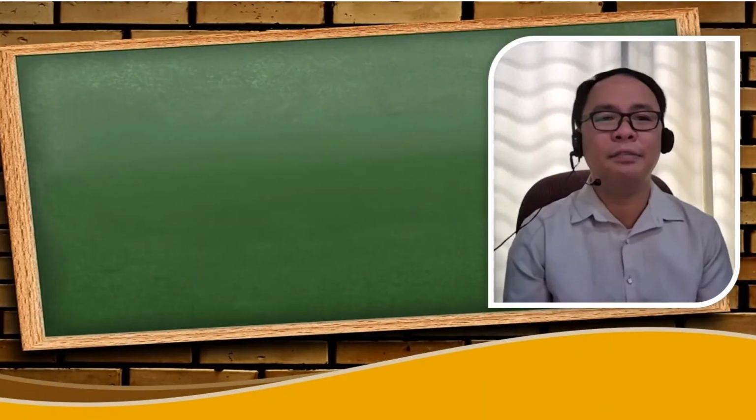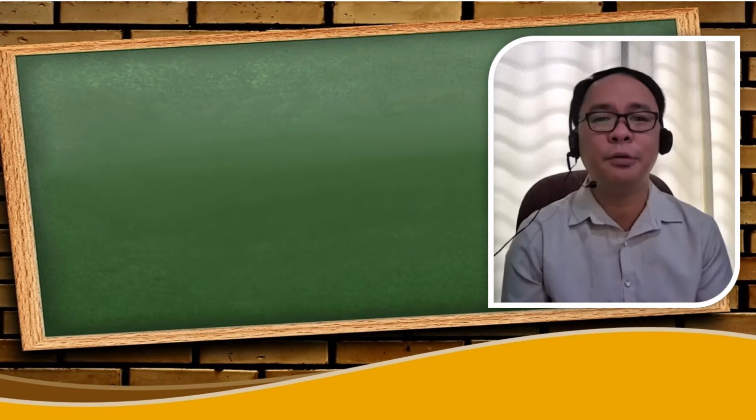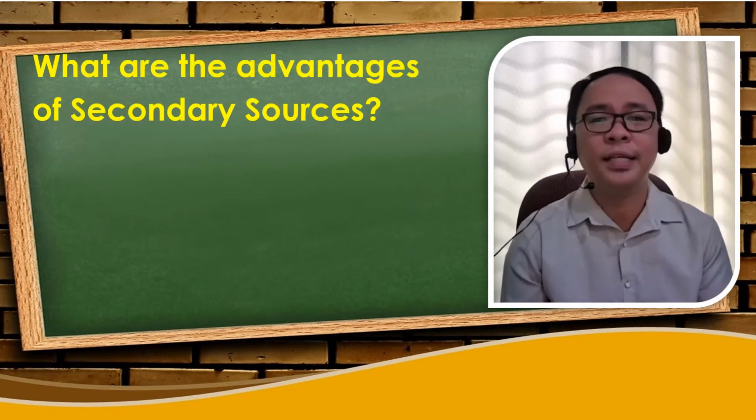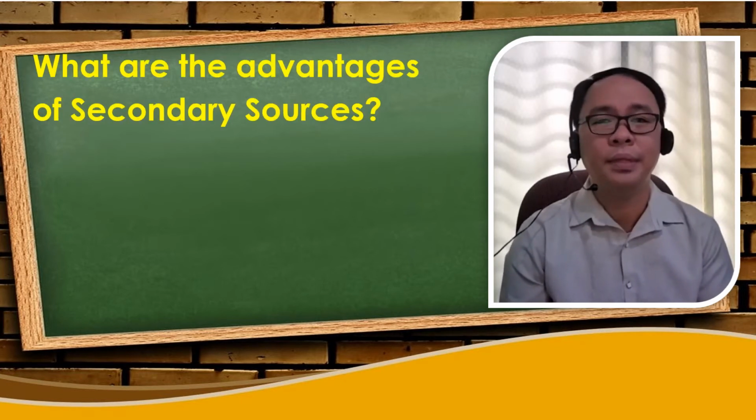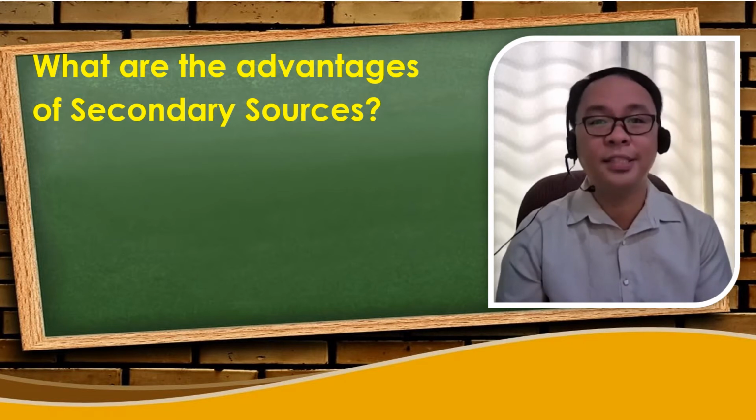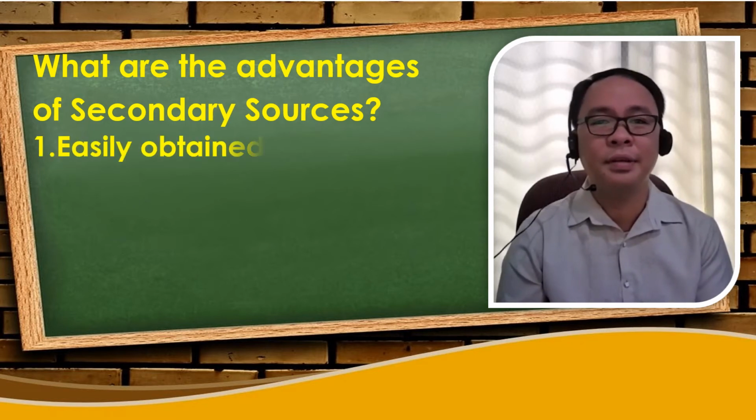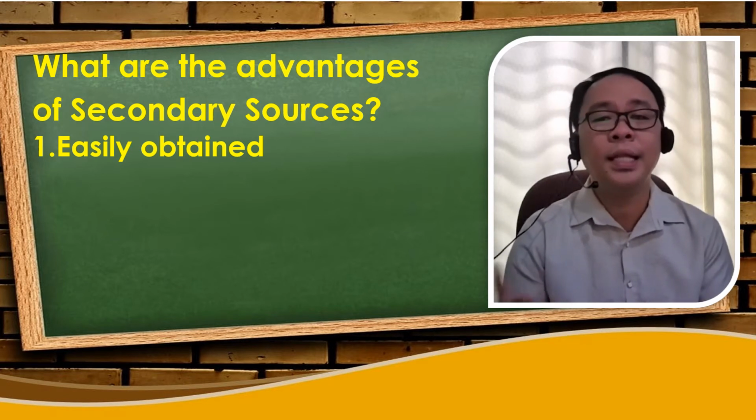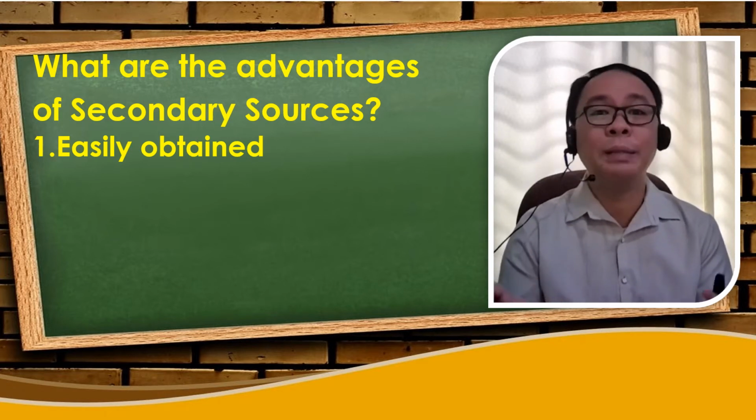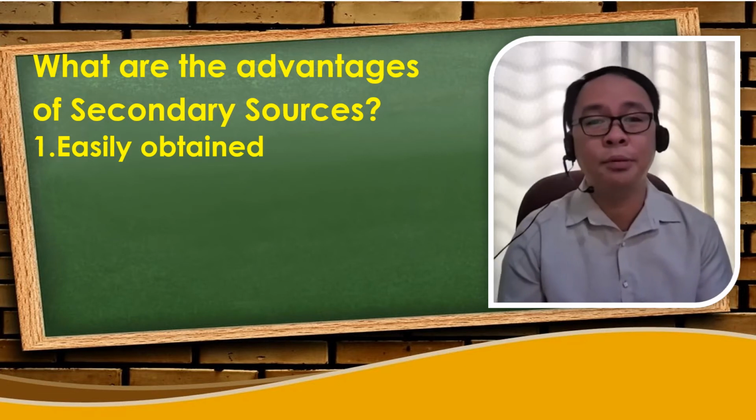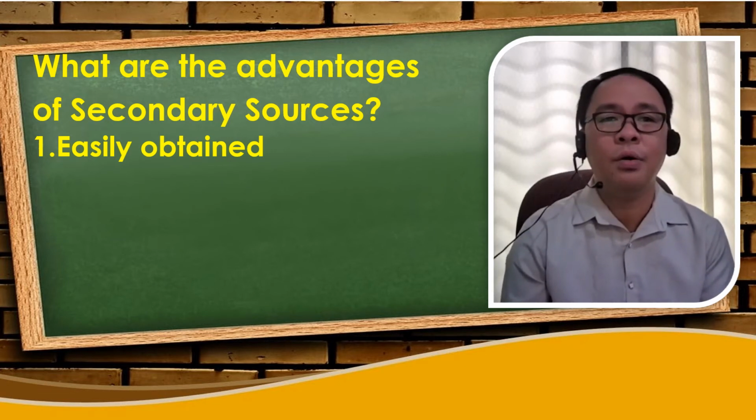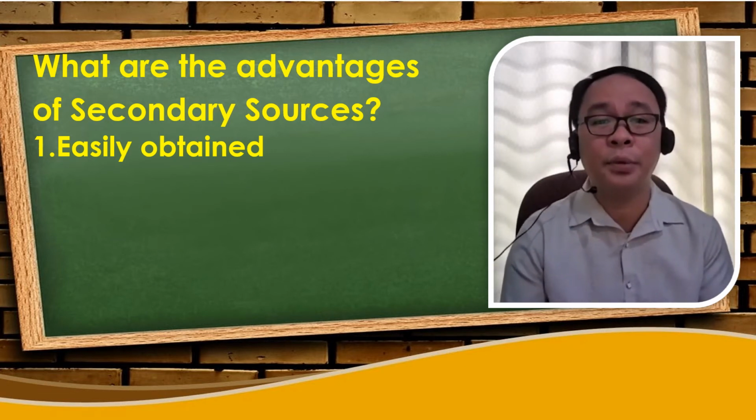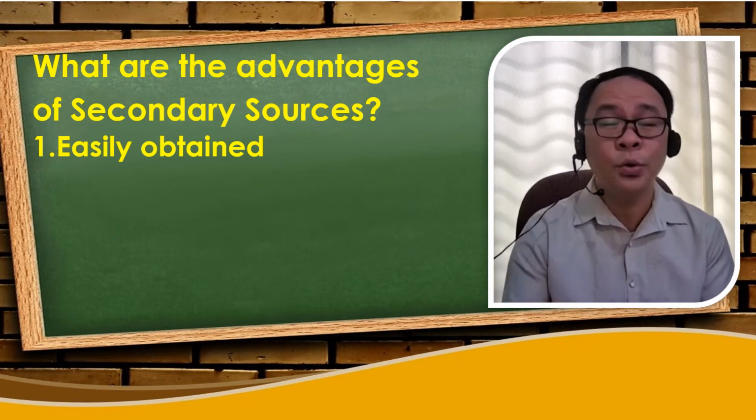We still have other secondary sources of information aside from the different examples I have mentioned earlier. But what do you think are the advantages of secondary sources? The following are the advantages of the secondary sources. First, it can be easily obtained. So you can buy it anywhere else, in simple bookstores or magazines. So you can easily obtain this kind of secondary sources.